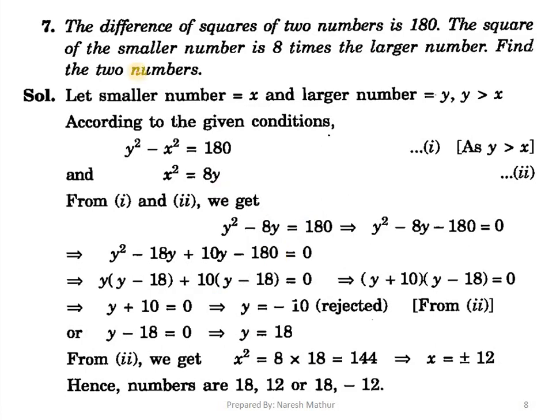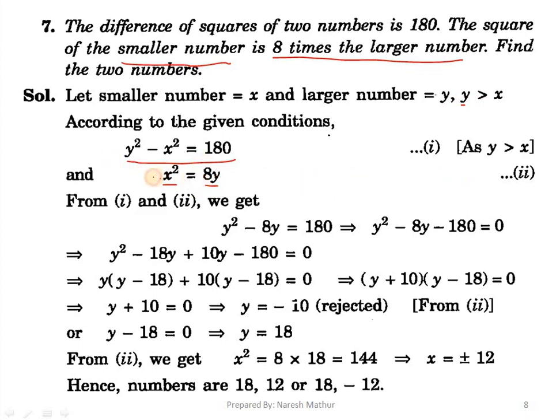Now the next problem. The difference of the squares of two numbers is 180. Square of the smaller number is 8 times the larger number. Let x and y be the two numbers and y is greater than x. So y square minus x square equals 180. This is the first condition. The second condition is that the square of the smaller number, x square, is 8 times the larger number. Larger number is y. So x square equals 8y. That is our second equation.